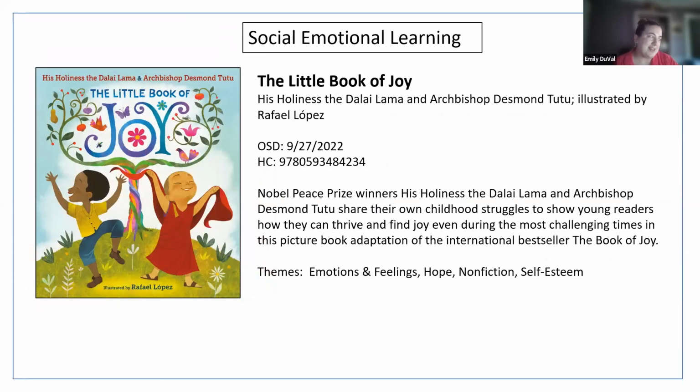And we're very excited about this. This is The Little Book of Joy, sprung from the friendship, humor, and deep affection between the Nobel Peace Prize winners, His Holiness the Dalai Lama and Archbishop Desmond Tutu. The Little Book of Joy is perfectly timed and an important gift from two revered spiritual leaders to children. It is a reminder that joy is abundant no matter what changes we face and has the power to transform the world around us, even in the darkest of times. And next slide.